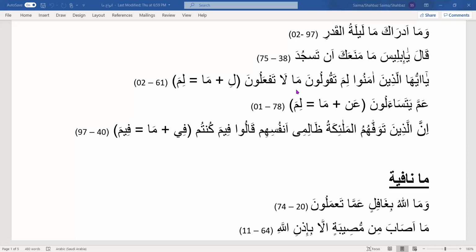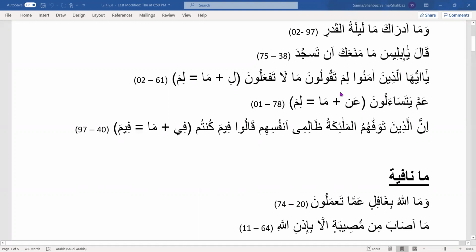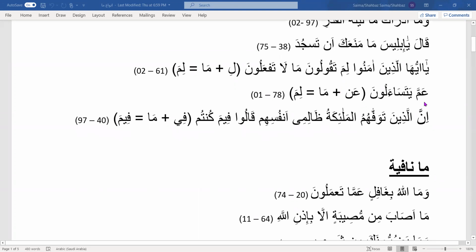So the second ma here is not ma istifhamiyah. This is some other ma. Inshallah, we will learn it in the next types. But this ma, when attached to a harf, loses its alif. And lima means why. For what? Meaning why.